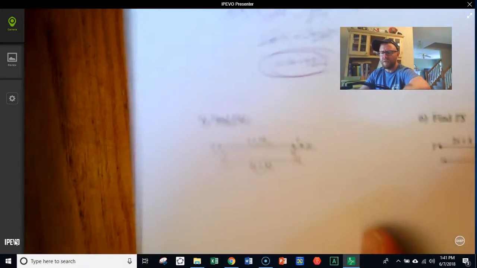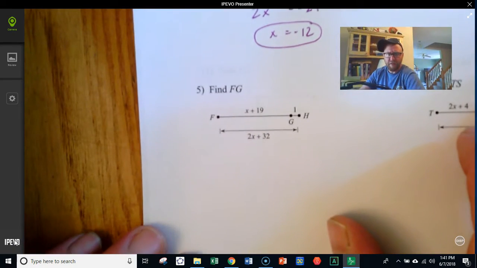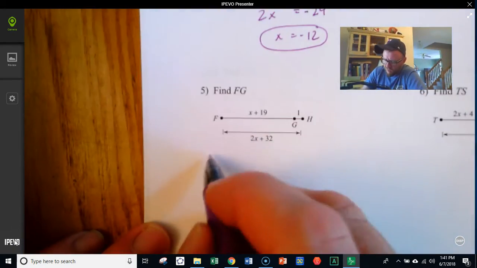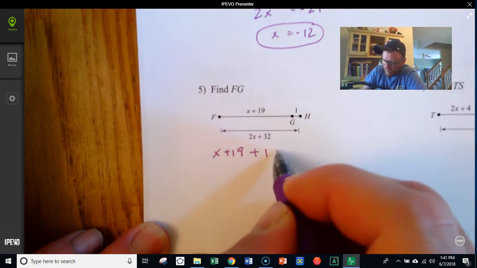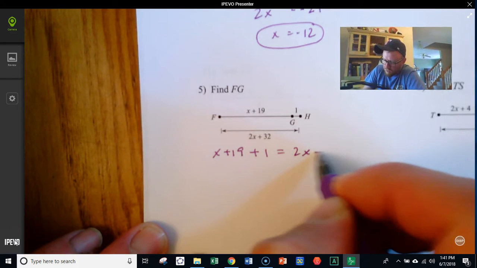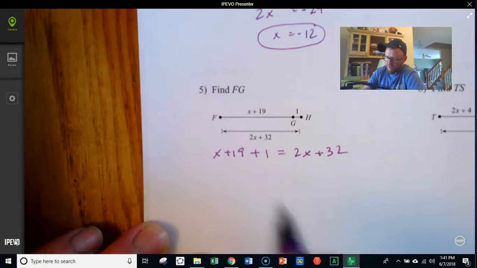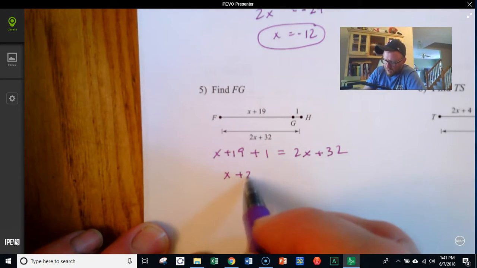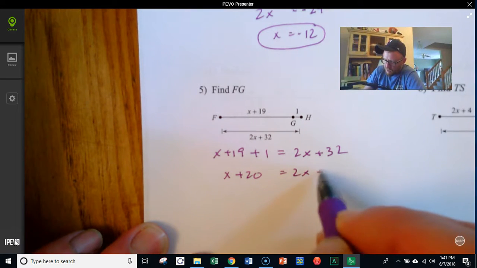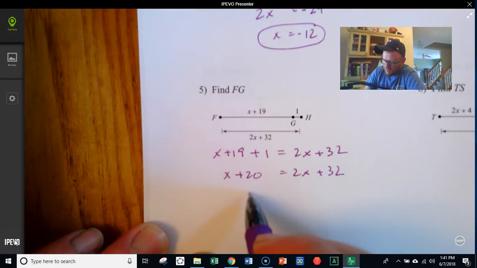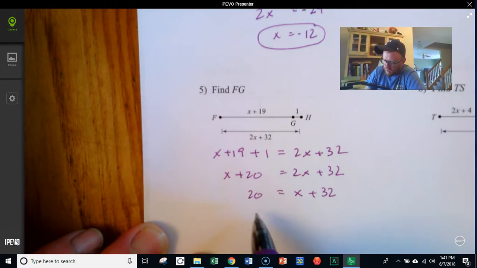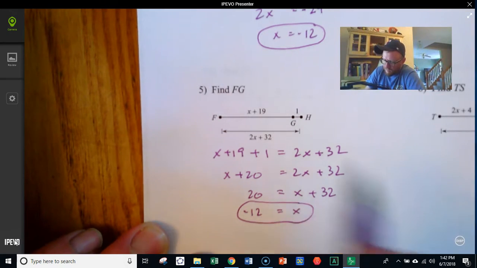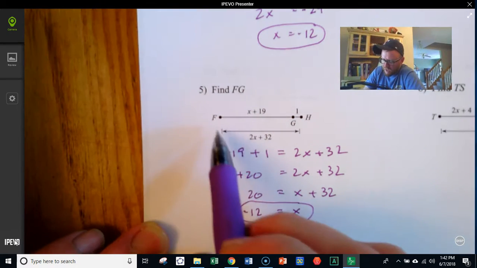Alright, let's look at some more in here. I've got FG. So let's see. We've got x plus 19 plus 1 equals 2x plus 32. x plus 20 equals 2x plus 32. 20 equals x plus 32. Negative 12 equals x. I'm supposed to find FG.